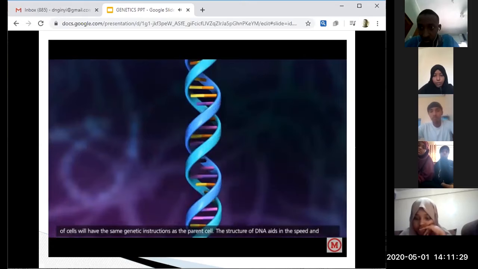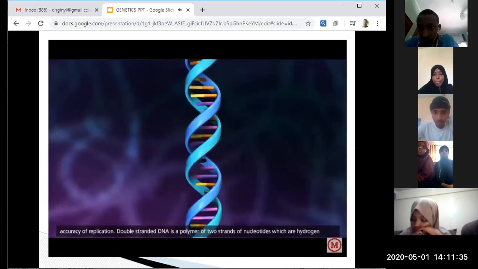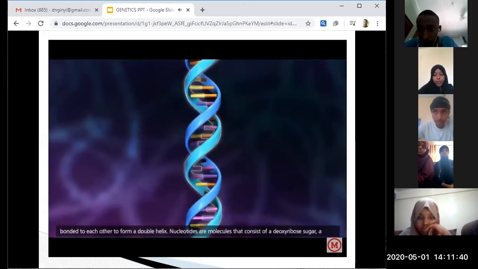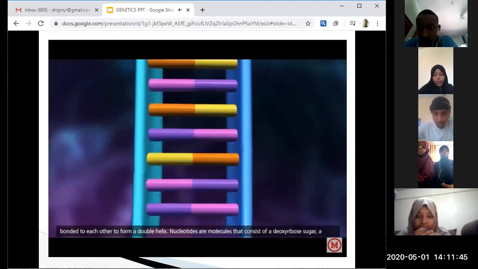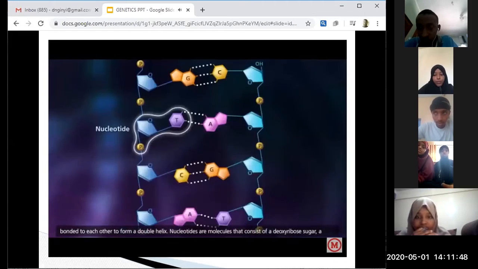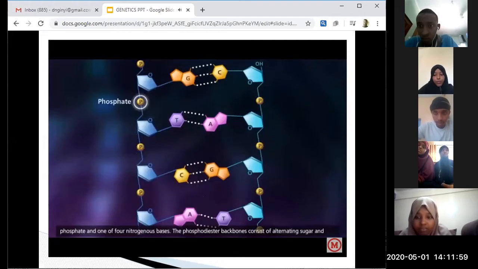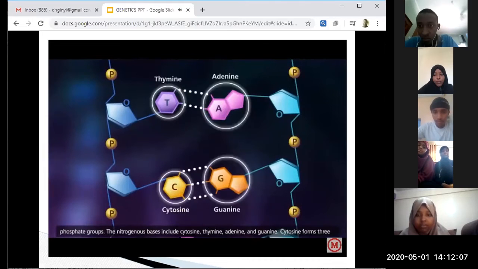The structure of DNA aids in the speed and accuracy of replication. Double-stranded DNA is a polymer of 2 strands of nucleotides which are hydrogen bonded to each other to form a double helix. Nucleotides are molecules that consist of a deoxyribose sugar, a phosphate, and one of 4 nitrogenous bases. The phosphodiester backbones consist of alternating sugar and phosphate groups. The nitrogenous bases include cytosine, thymine, adenine, and guanine.